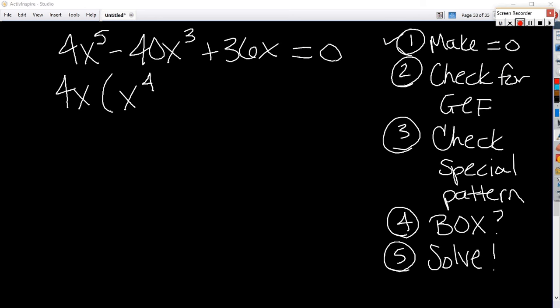If you divide 4 by everything, it's 4x on the outside. I get that. But how are you getting x to the 4? I took one X out. It had 5.